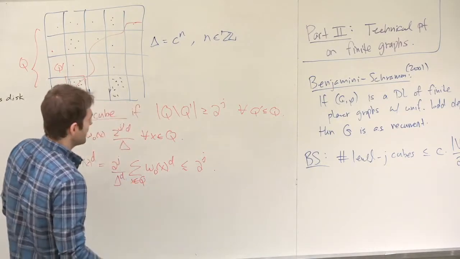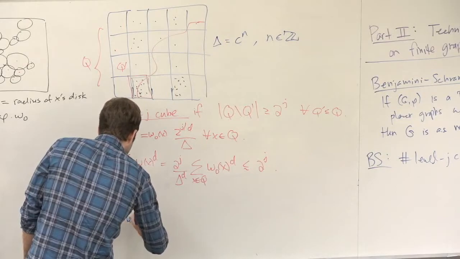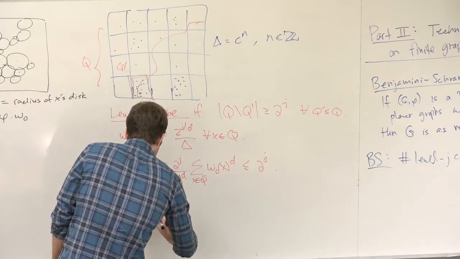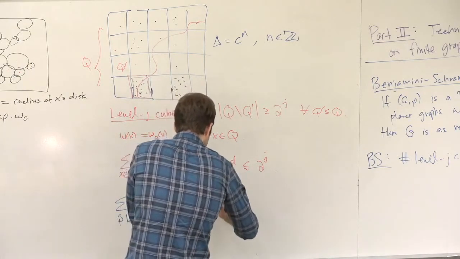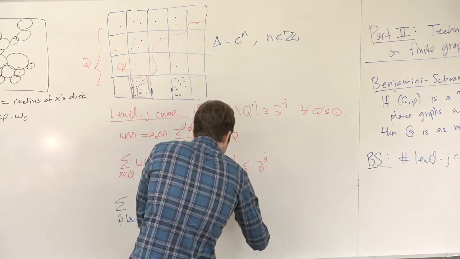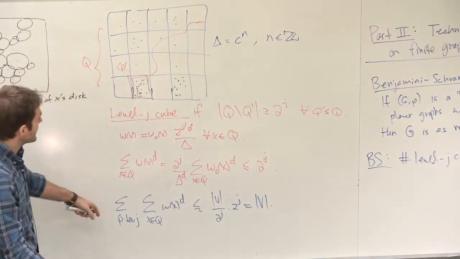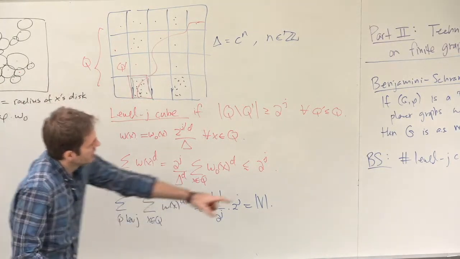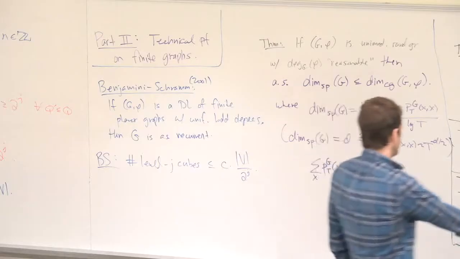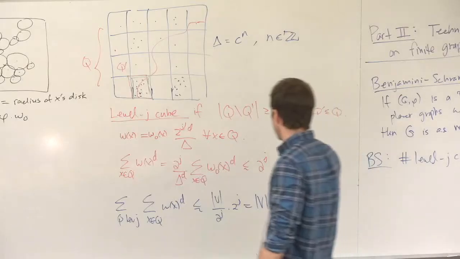So what does it mean? It means that if we sum over all level j cubes, then it's at most the number of vertices over 2 to the j times 2 to the j, which is the number of vertices. This means that from weighting level j cubes, we use approximately the correct amount of conformal weight, because the L^d norm should be 1. So the sum of the dth power should be about the number of vertices.